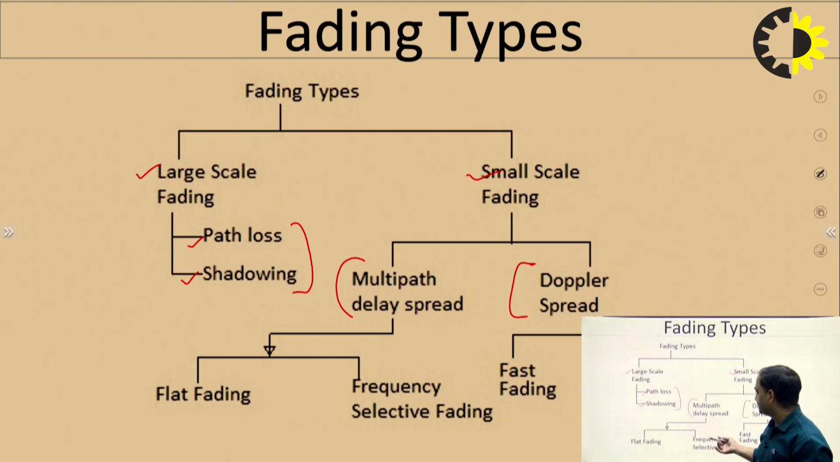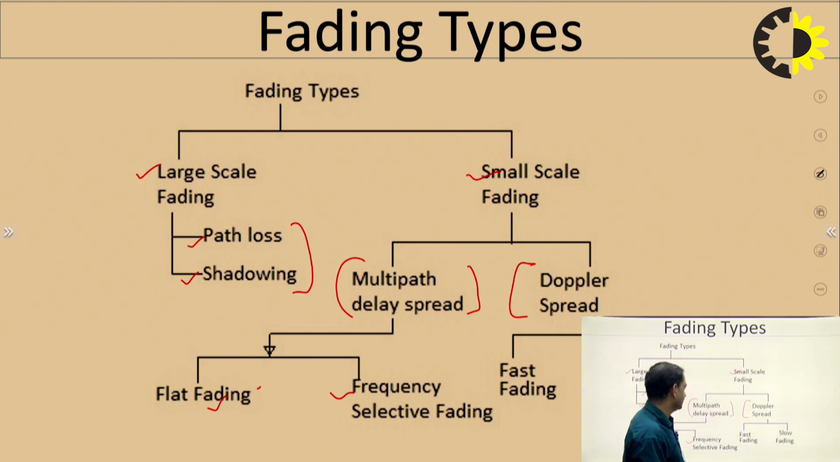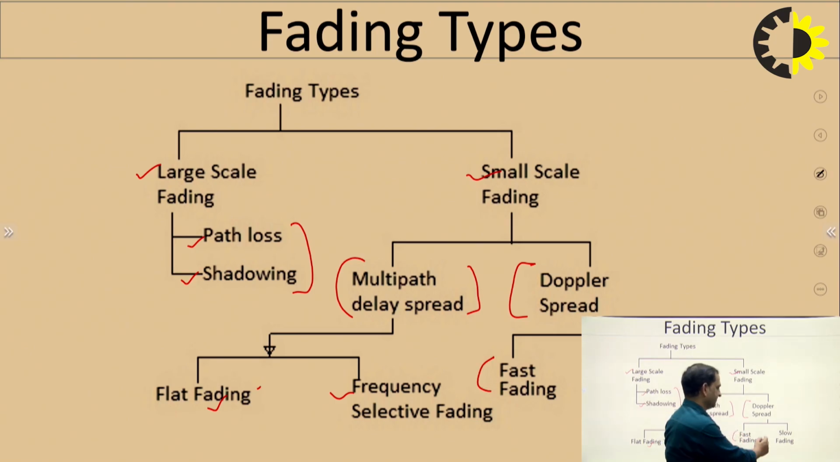Second, multi-path delay spread. When we talk about the small scale fading, again it is divided into two parts. First one is the flat fading and second one is the frequency selective fading. In the same way, these two classifications occur because we are taking the parameter of multi-path delay spread. When we take another parameter of small scale fading, that is the Doppler spread, it is again divided in two parts: the fast fading and the slow fading.